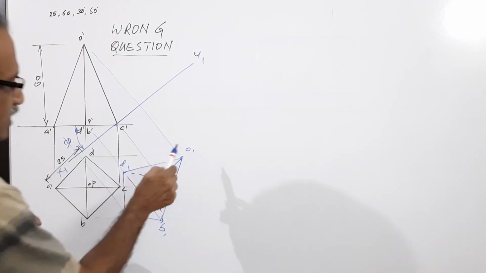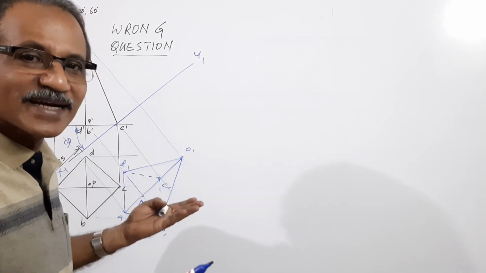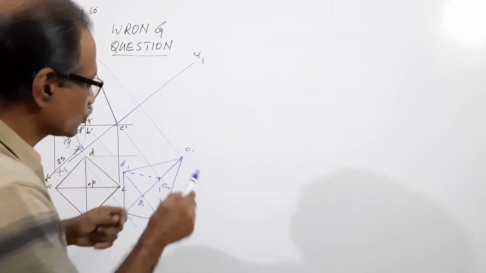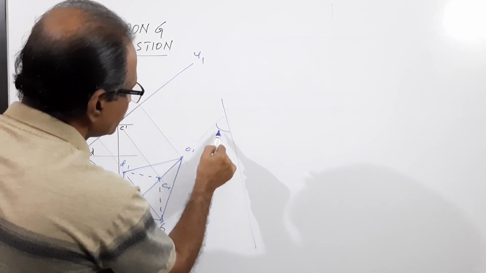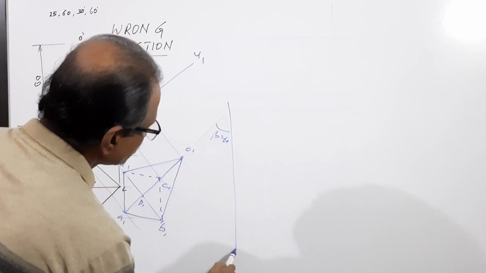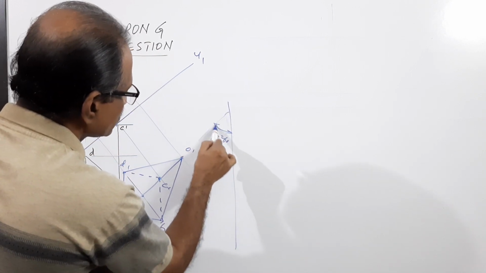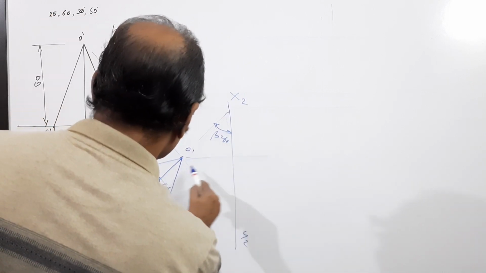Now what? As you already seen, beta is to be taken as 60 degrees. If it is 5, you cannot draw. So extend this. Beta equal 60. X2, Y2. Draw projectors perpendicular to X2, Y2.